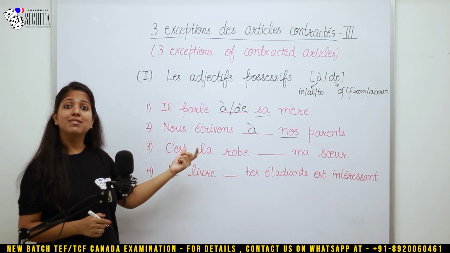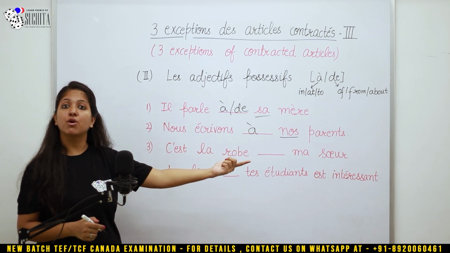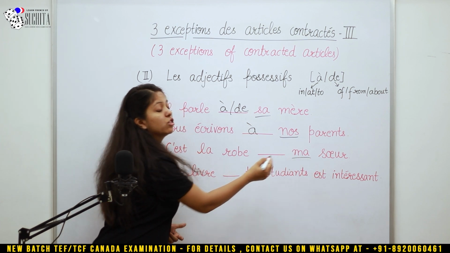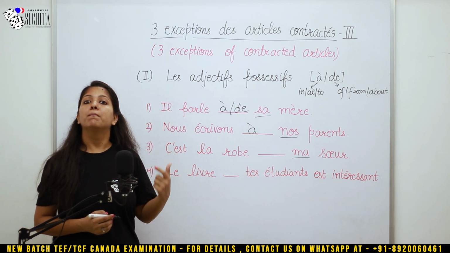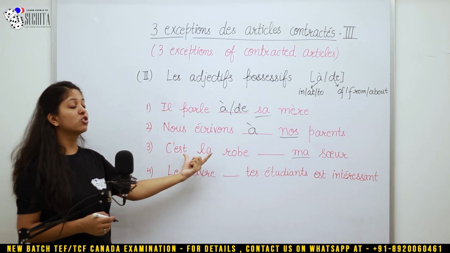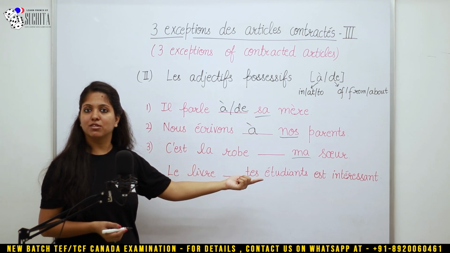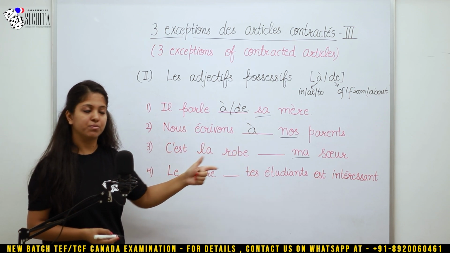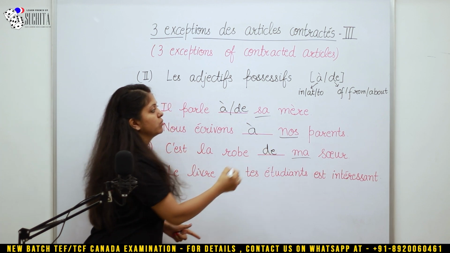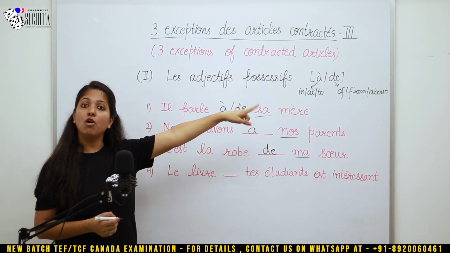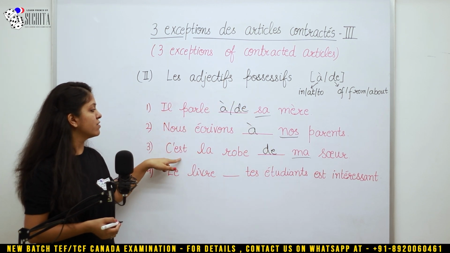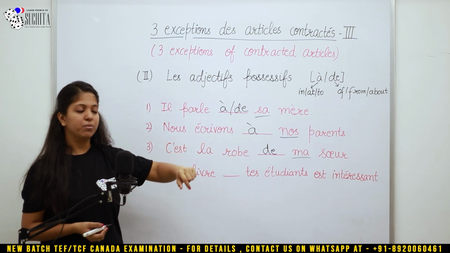C'est la robe. This is the dress. Ma soeur, my sister. Again, the word which is next to the dash is a possessive adjective. So this is the dress of my sister. You will not say of the my sister. So the meaning is of, and you will use de for it. So c'est la robe de ma soeur.